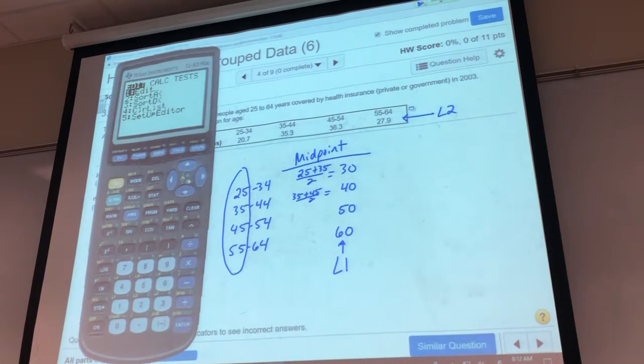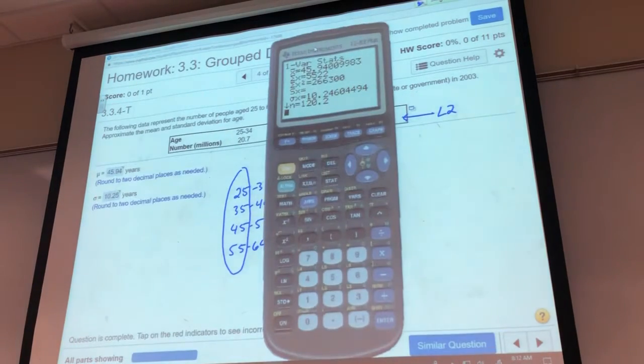Okay, so now we need to find the average of these things. So we'll go to Stat, Calc, 1-Var Stats. I don't want to do just that though, because then it will just look at L1 and it won't use my L2 that I put in. So I want to be sure I do L1, comma, L2, enter. And so now when I do that for number 4, you can see my x-bar is 45.94. My sigma is 10.25.